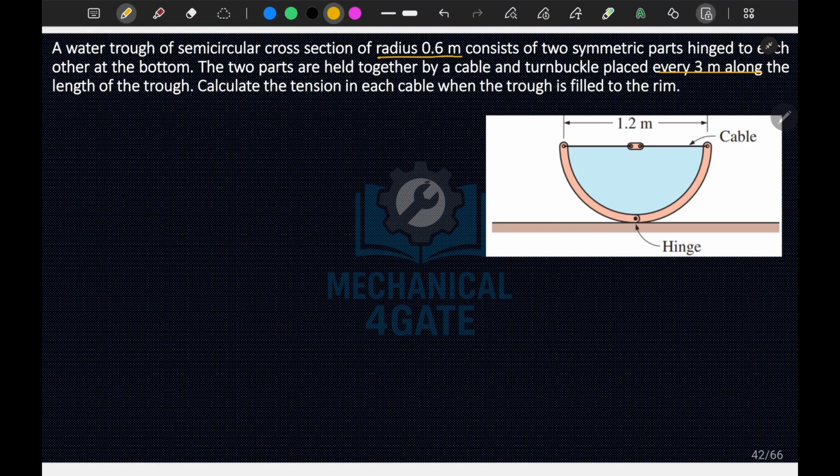So it's something like this. If I talk about a semicircular trough, it's like this, and it has a width of 3 meter, another one is at 3 meter. So it's like this.